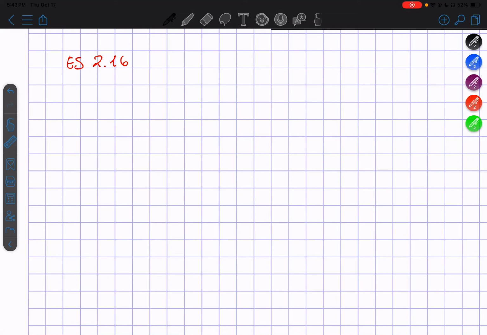So exercise 2.16, we have a vehicle that experiences a malfunction in its guidance system at an altitude of 250 kilometers, and it has a velocity of 7.791 and a flight path angle of 4.5 degrees. So how can we determine it?